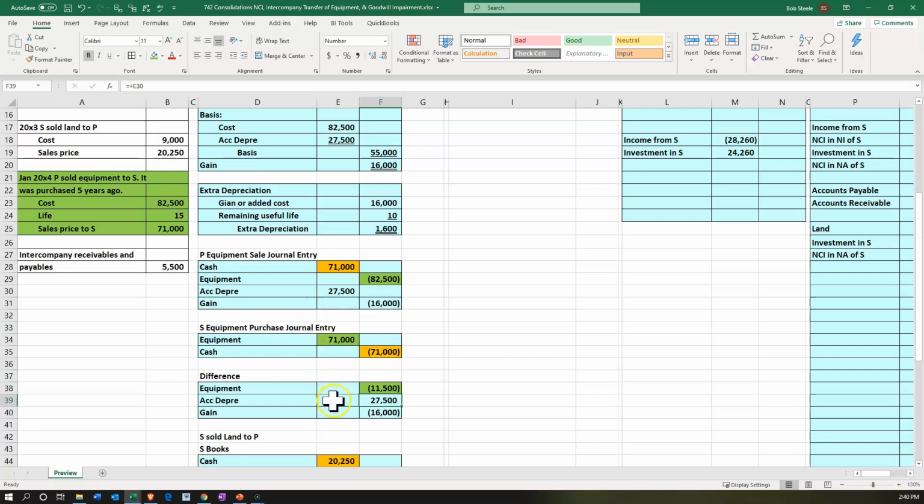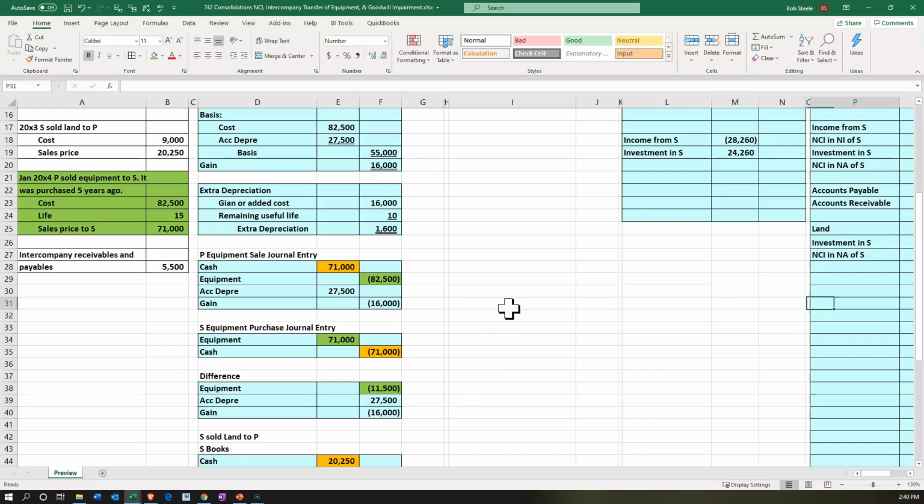So we've got to put the accumulated depreciation back on the books and deal with that. And then there was this gain, and because this transaction happened in the current year, this gain is currently on the books, in the income statement, and therefore we have to remove the gain as well. Okay, so let's do that.